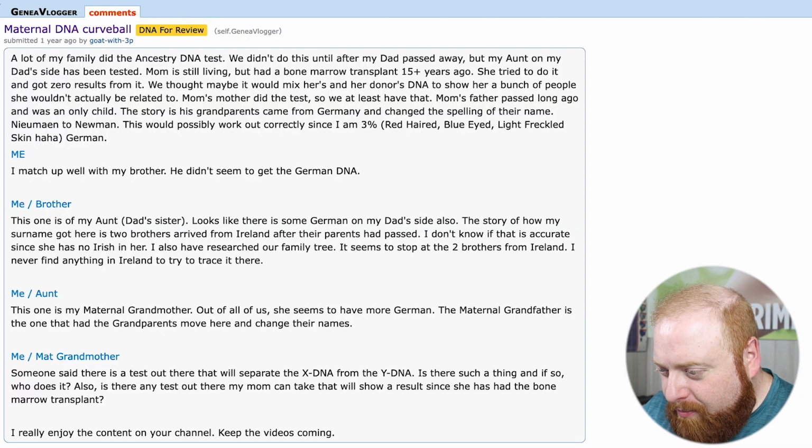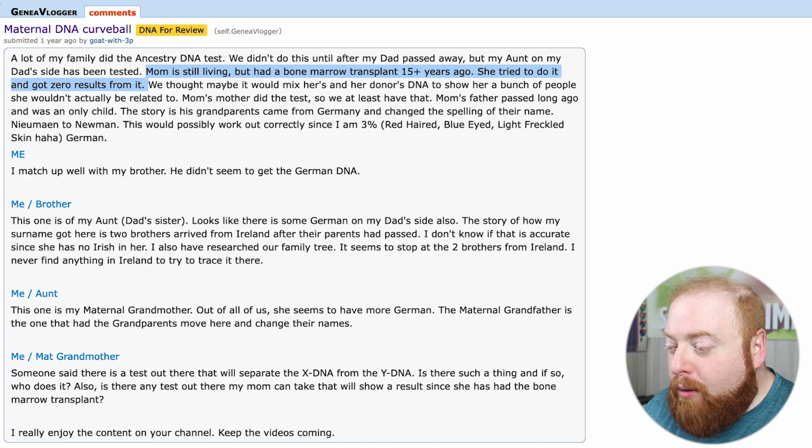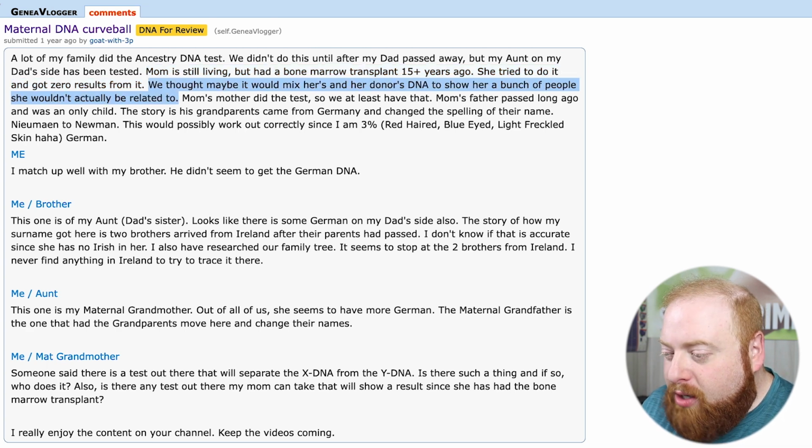Maternal DNA curveball. A lot of my family did the Ancestry DNA test. We didn't do this until after my dad passed away, but my aunt on my dad's side has been tested. Mom is still living, but had a bone marrow transplant 15 plus years ago. She tried to do it and got 0 results from it. We thought maybe it would mix hers and her donor's DNA to show her a bunch of people she wouldn't actually be related to.